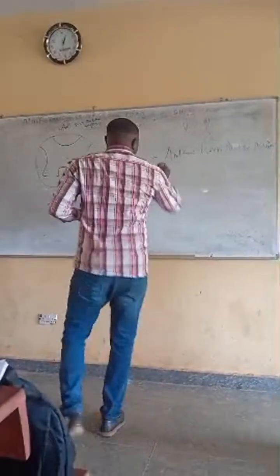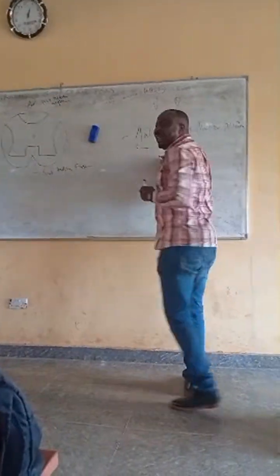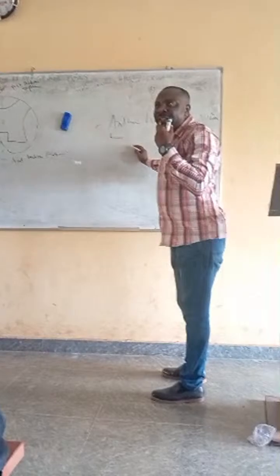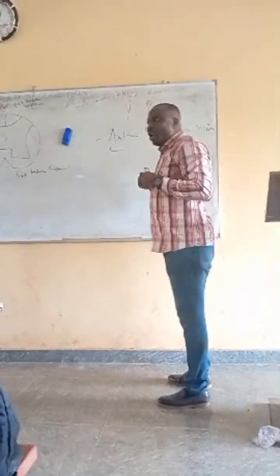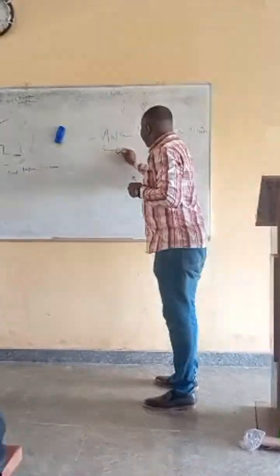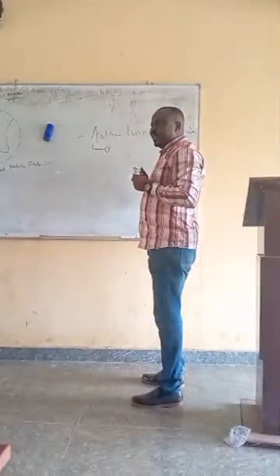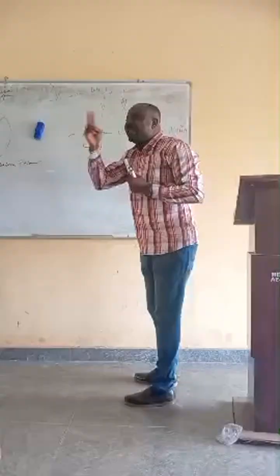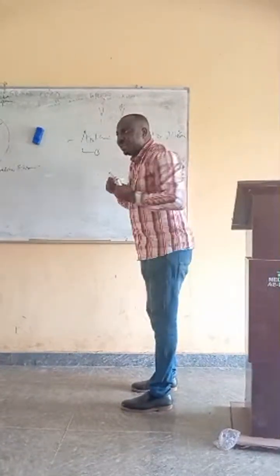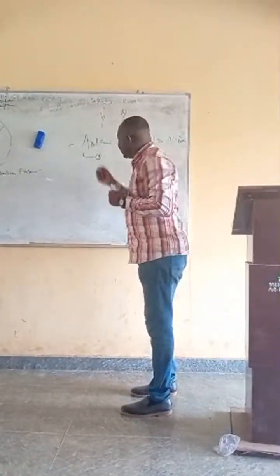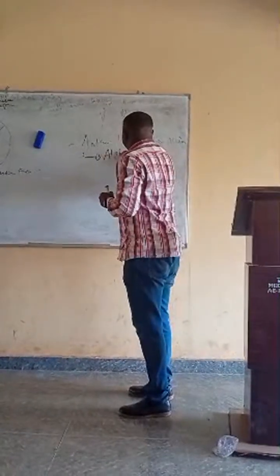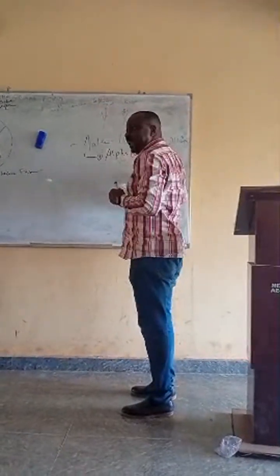We have two types of anterior motor neurons. The first one is called alpha motor neuron.